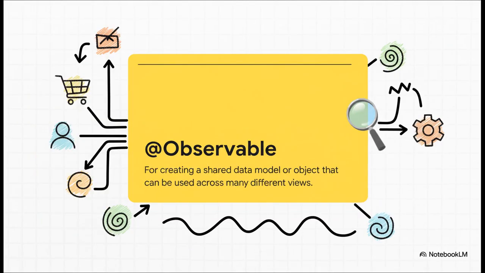Now we get to the heavy hitters. @Observable is how you graduate to managing shared data. You use this to create a class, like a central data store, that holds information needed all over your app. Think about a user's profile, the items in a shopping cart, or the settings screen. This is the brain for all your app's shared information.